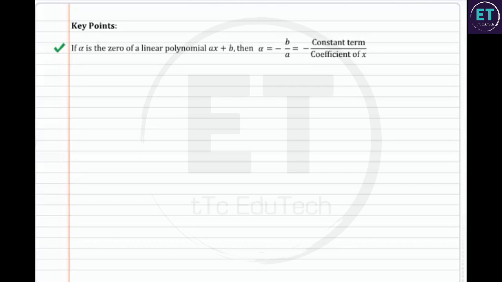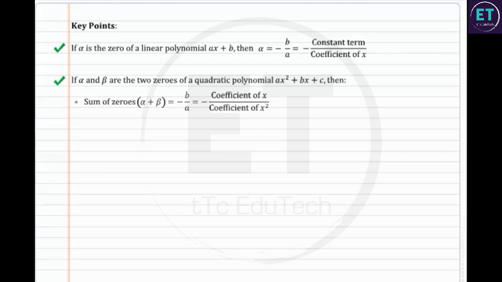You have reached the end of this section. Before moving on to the next section, let's recap the key points covered. The zero of a linear polynomial is equal to the minus of its constant term divided by the coefficient of x. If alpha and beta are the two zeros of a quadratic polynomial, then the sum of the zeros of a quadratic polynomial is equal to the minus of the coefficient of x divided by the coefficient of x squared. And the product of the zeros of a quadratic polynomial is equal to the constant term divided by the coefficient of x squared.